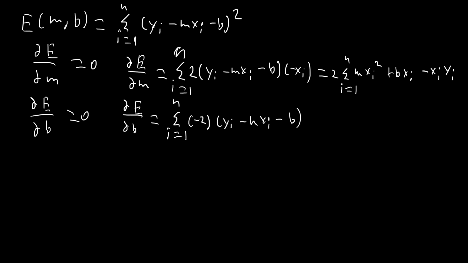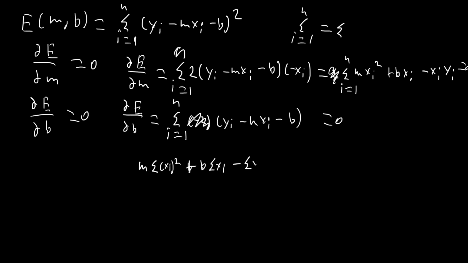If we go ahead and separate this, I'm just going to denote the sum from i equals 1 to n using the sigma, since it's a little bit easier. If we expand this out, we're going to have two separate equations that we need to set equal to 0. This is equal to 0, that's equal to 0. I'm going to get rid of the 2's by dividing by 2 on either side, just to make things easier. So we have m times the sum of xi squared plus b times the sum of xi minus the sum of xi yi equals 0. That's our first equation.